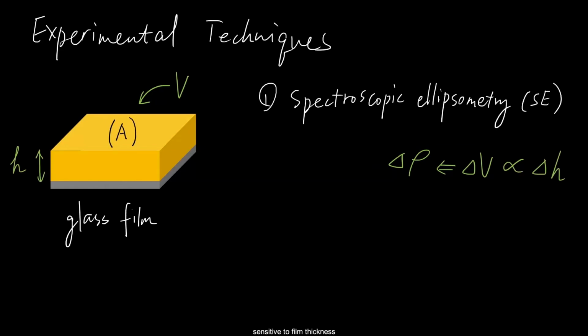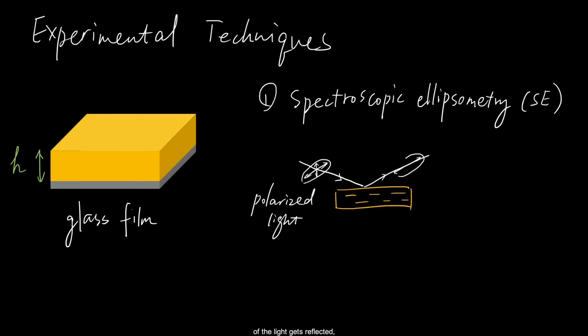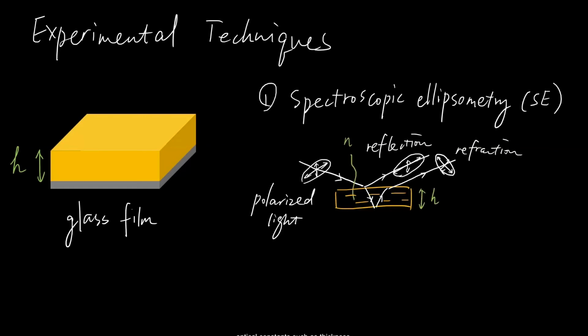Spectroscopic ellipsometry is sensitive to film thickness change as little as 0.1 nanometers. The principle of this method goes as follows. There is a polarized light interacting with the optical medium, in this case, the transparent glassy film. A portion of the light gets reflected, while another portion gets refracted. Ellipsometry measures the reflectance ratio, which is then fit to models. From there we obtain the values of optical constants such as thickness, or refractive index of the glass film.